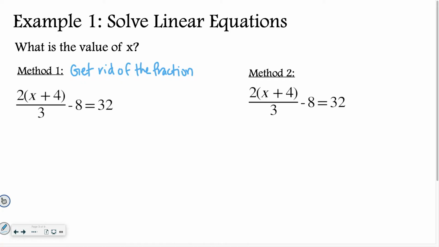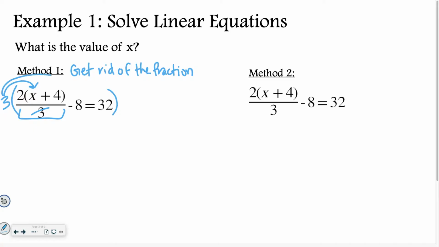Okay, so the first one, I'm going to say I want to get rid of the fraction. And the reason I'm going to get rid of the fraction, I'm not always the biggest fan of working with fractions. Sometimes they can be really nice. But in this case, since I want to get x by itself, I have to get rid of that fraction anyways. So the way you do that is you take whatever number's in the denominator and you multiply everything by it.